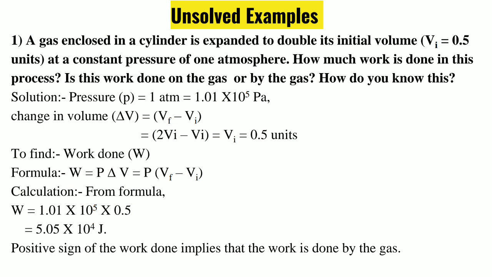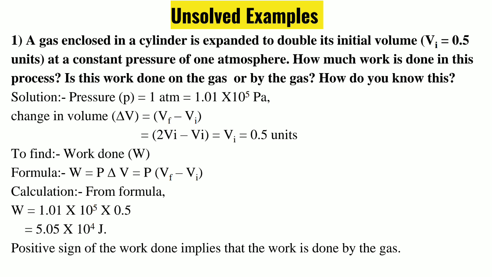Next one, a gas is enclosed. Now we are starting with the unsolved problems. A gas is enclosed in a cylinder and is expanded to double its initial volume, like we have seen previously, at a constant atmospheric pressure. How much work is done in this process? Is this work done on the gas or by the gas? How do you know this?